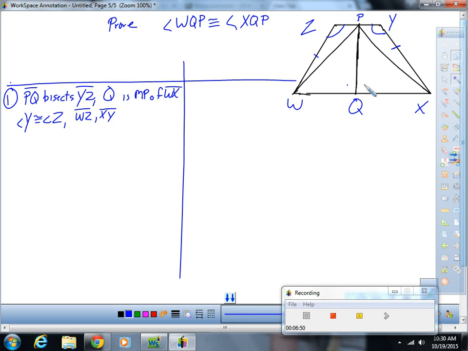Well, this is why it's called a detour proof. In order to prove that these angles are congruent, I think I'm going to have to prove that triangle WQP is congruent to triangle XQP. But I don't have nearly enough information to do that. So it seems to me that I'm going to have to prove that these triangles are congruent first, and that's why it's called a detour. If I could prove that those triangles are congruent, then maybe I can use that information to prove what I'm actually trying to prove. So we will start out with our detour.